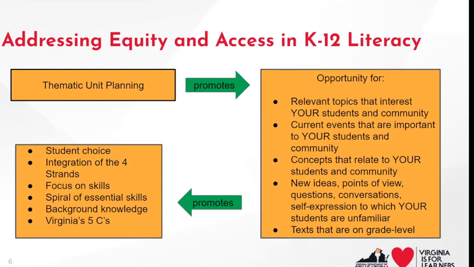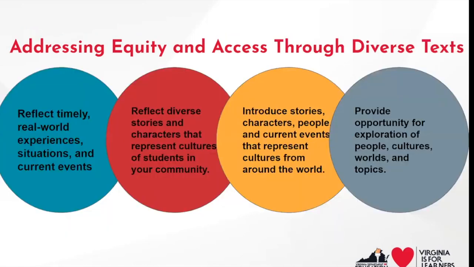So that's really this visual: we start with a theme or a concept that's important to our students or that's very relevant. And then that will allow us to promote student choice, integrating the 4 strands, focusing on specific skills, spiraling those essential skills that maybe have been missed in our unfinished learning, and also giving background knowledge to topics that students may not know, or promoting those 5 C's, making our students critical thinkers, citizens, and very active participants in the community. Okay, so what does that look like?